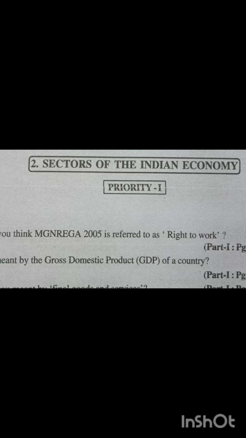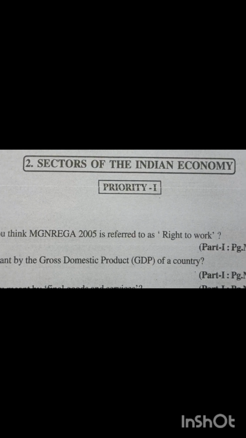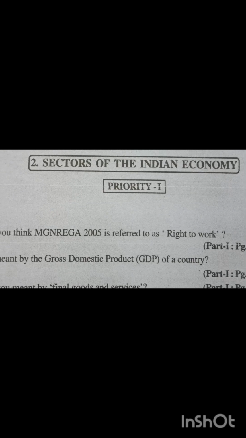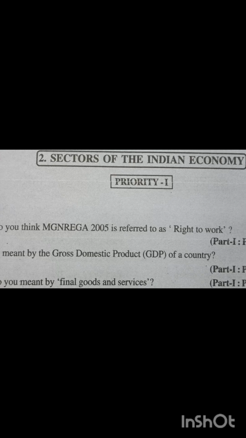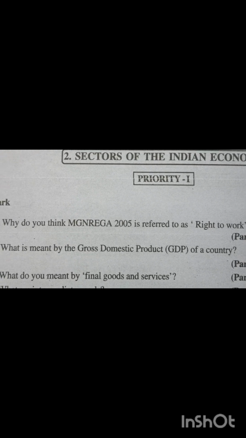Today I am going to give some important questions from the economics part, lesson number 2, Sectors of the Indian Economy. These are the most important questions for your public examinations, so every student should read all these questions to get a good score in your exams.